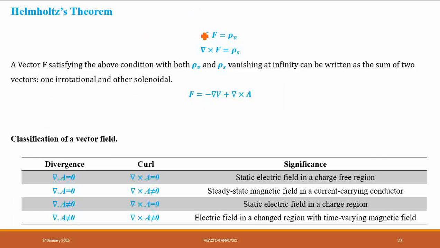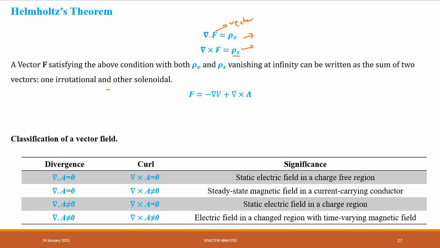Now, Helmholtz theorem. Helmholtz theorem says suppose this F is a vector quantity, so divergence of F is rho v and curl of F vector is rho s, where rho v is volume charge density and rho s is surface charge density, vanishing at infinity. It can be written as the sum of two vectors, one irrotational and the other solenoidal. Solenoidal: divergence will be 0, and irrotational: curl will be 0.